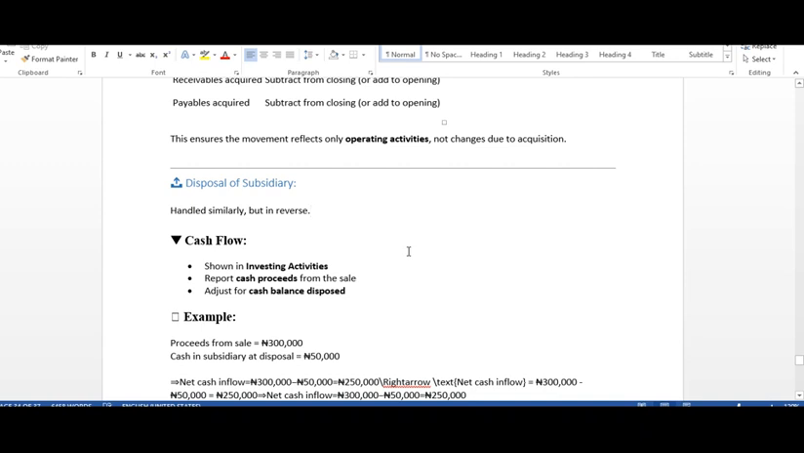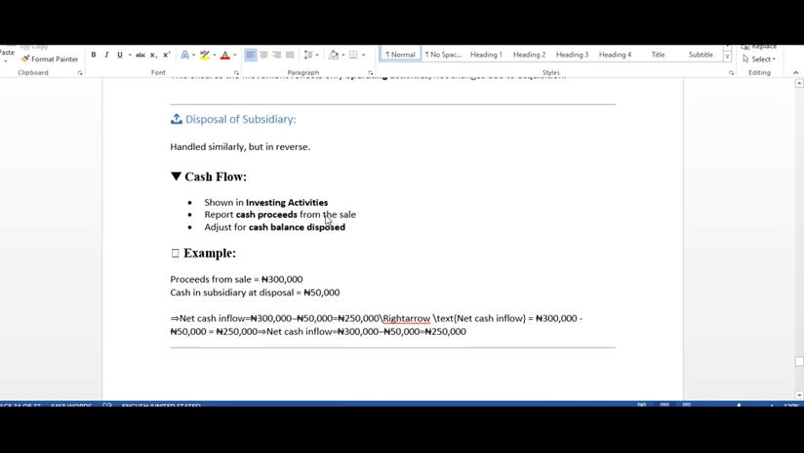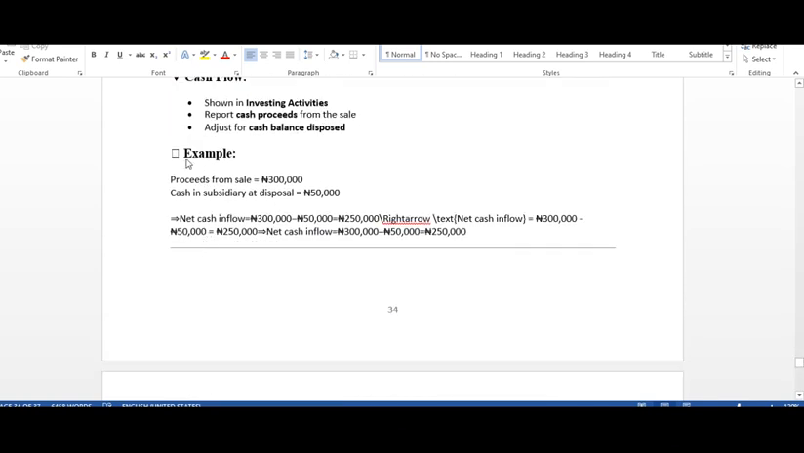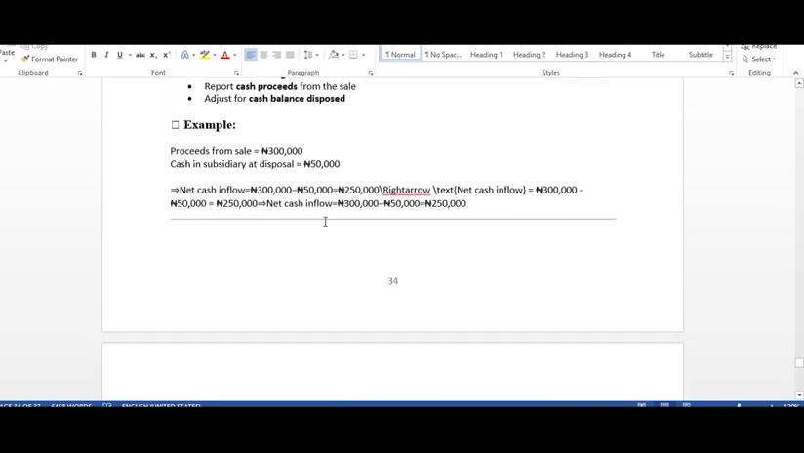Now, disposal of subsidiary. Disposal of subsidiary, we have similar treatment in reverse. That is when you dispose of, you show it in investing activities, just like we said. You report your cash proceeds from the sale, and also you adjust for cash balance disposed. Then proceeds from sale, subsidiary.